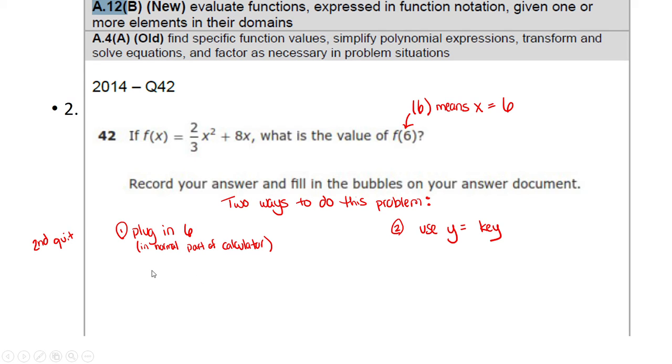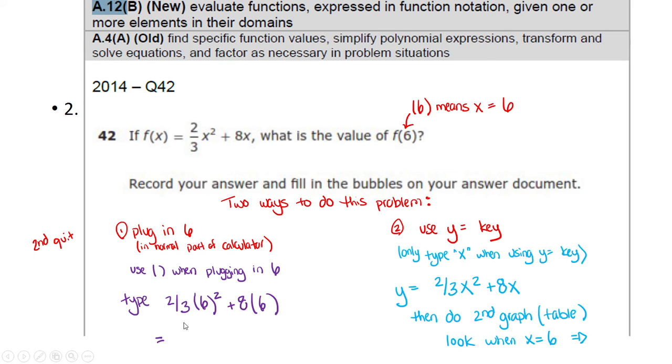Okay, now here's what you need to type in your calculator. You need to type in 2 divided by 3, because that's how you type in fractions, parentheses 6, close parentheses, squared. To use the squared key, you can do the x squared button that's on the left side of your calculator, and then plus 8 parentheses 6.